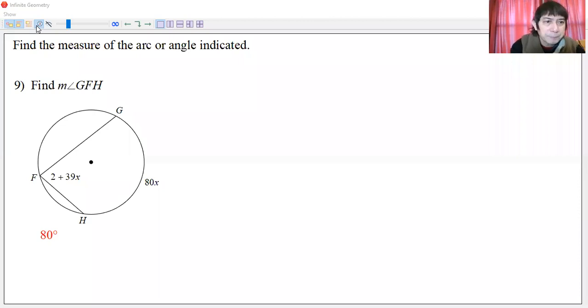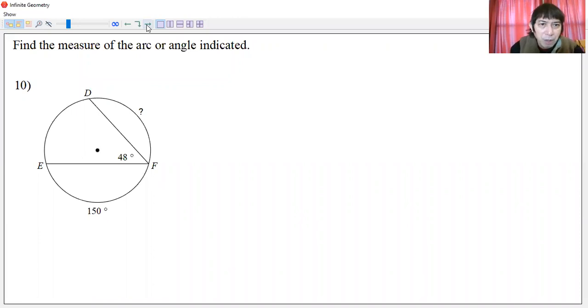All right, here's number 10. Find the measure of the arc or angle indicated. Now, we only have the question mark right here. And that means we're after this part of the circle, that particular arc. All right, so how do we go about the solution? Okay, we already have one inscribed angle. This angle here, that's 48.